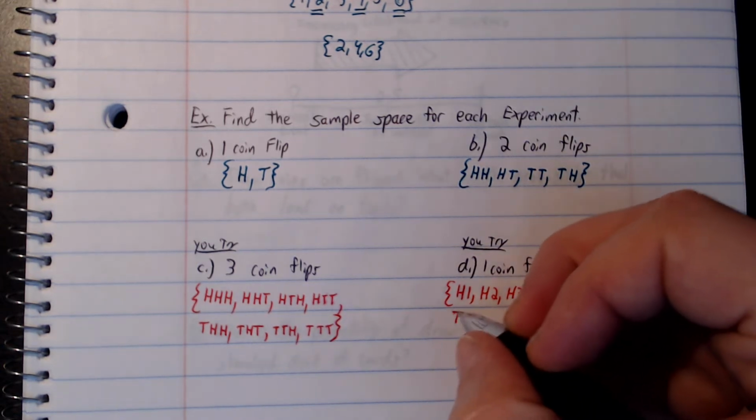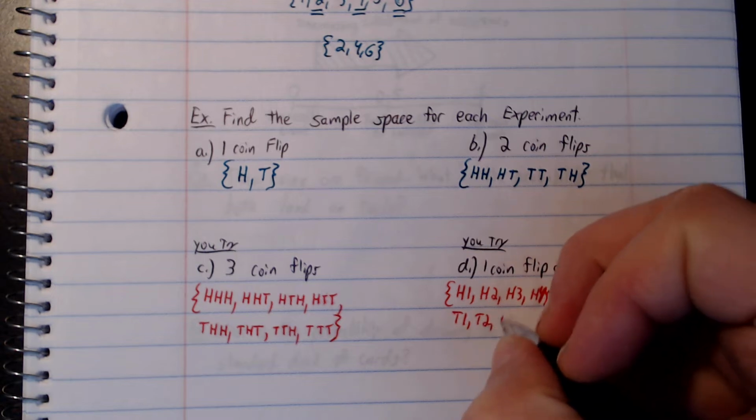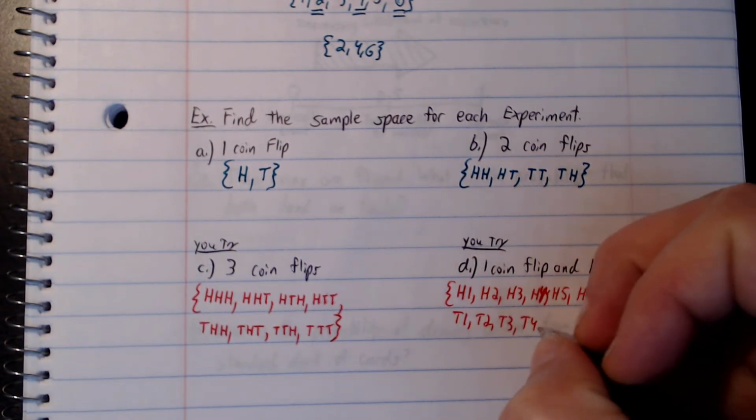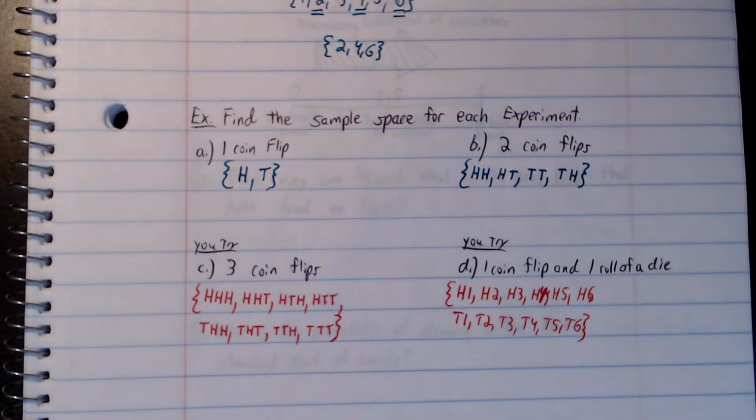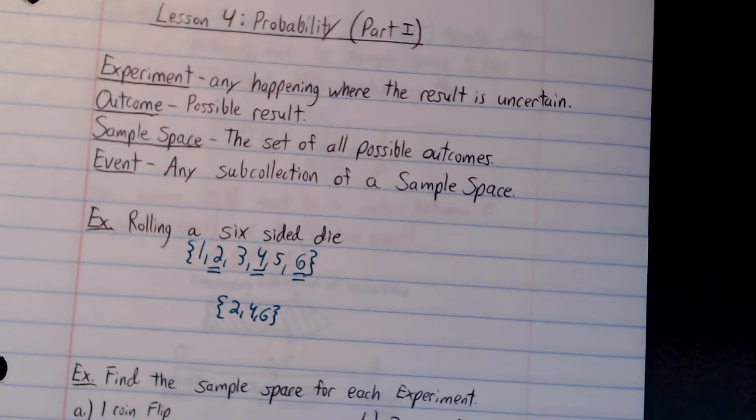Or you could do a tails 1, tails 2, tails 3, tails 4, tails 5, or tails 6. So those are all of the possible outcomes you could get there. So as you can see, depending on what different events or what kind of experiments you're looking at, you can have all sorts of different events and outcome situations. So let's see how we can start applying this probability.